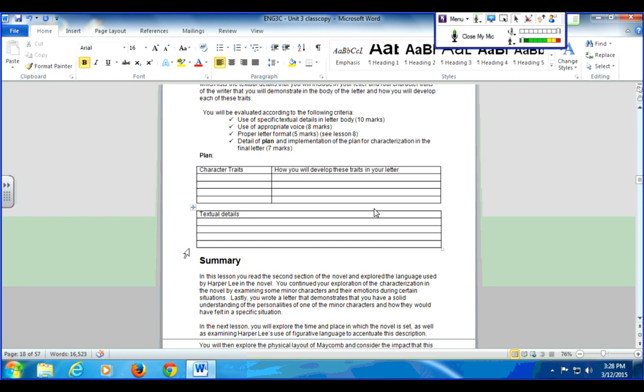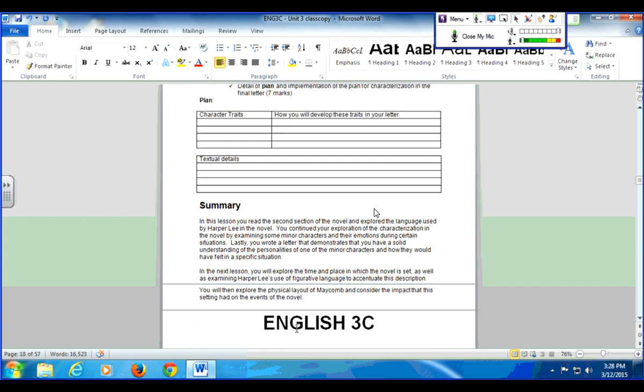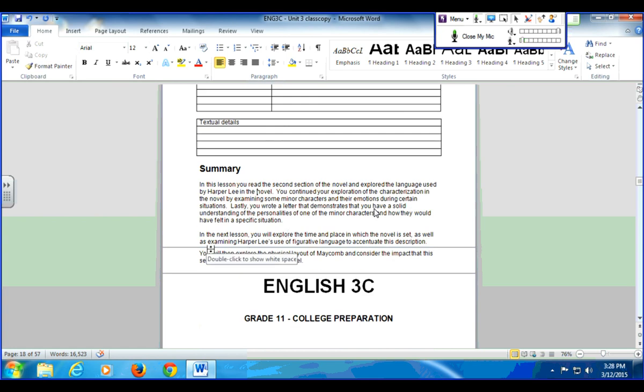So in the end, it will probably be 2/3 to 3/4 of a page, and it will probably take you about 2.5 to 3 hours to do.